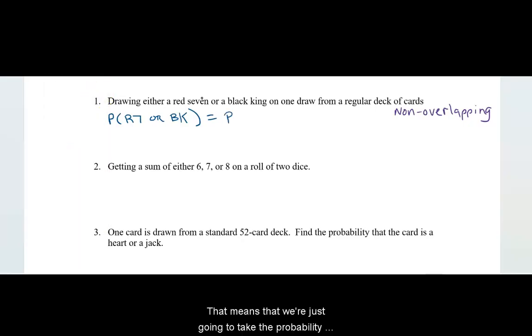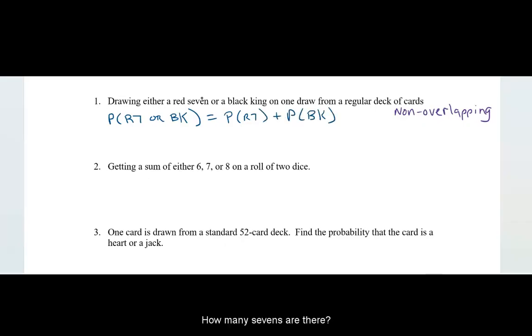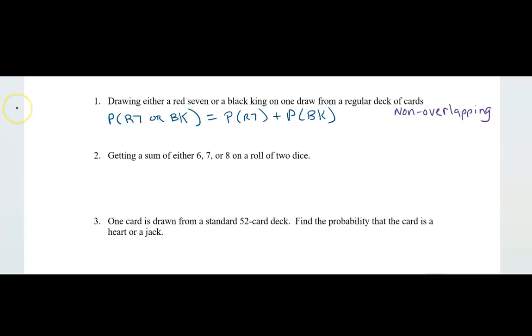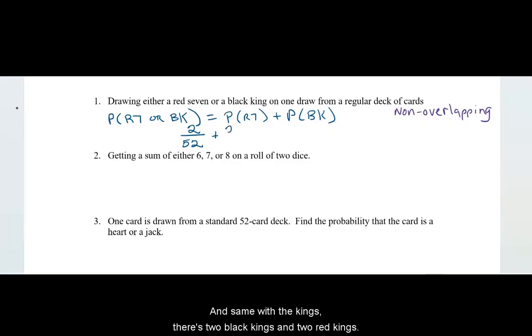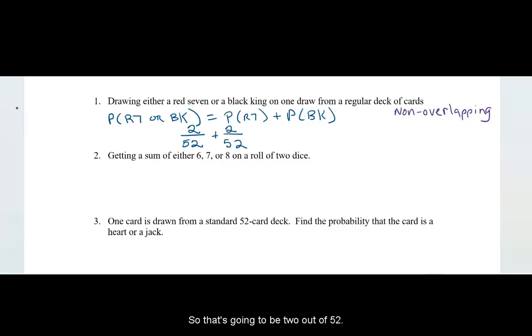That means that we're just going to take the probability of a red 7 plus the probability of a black king. How many 7s are there? Remember, there's 4 of everything. So we want how many red 7s? For reds, there would only be 2, because 2 7s would be red and 2 would be black. And same with the kings. There's 2 black kings and 2 red kings. So that's going to be 2 out of 52.